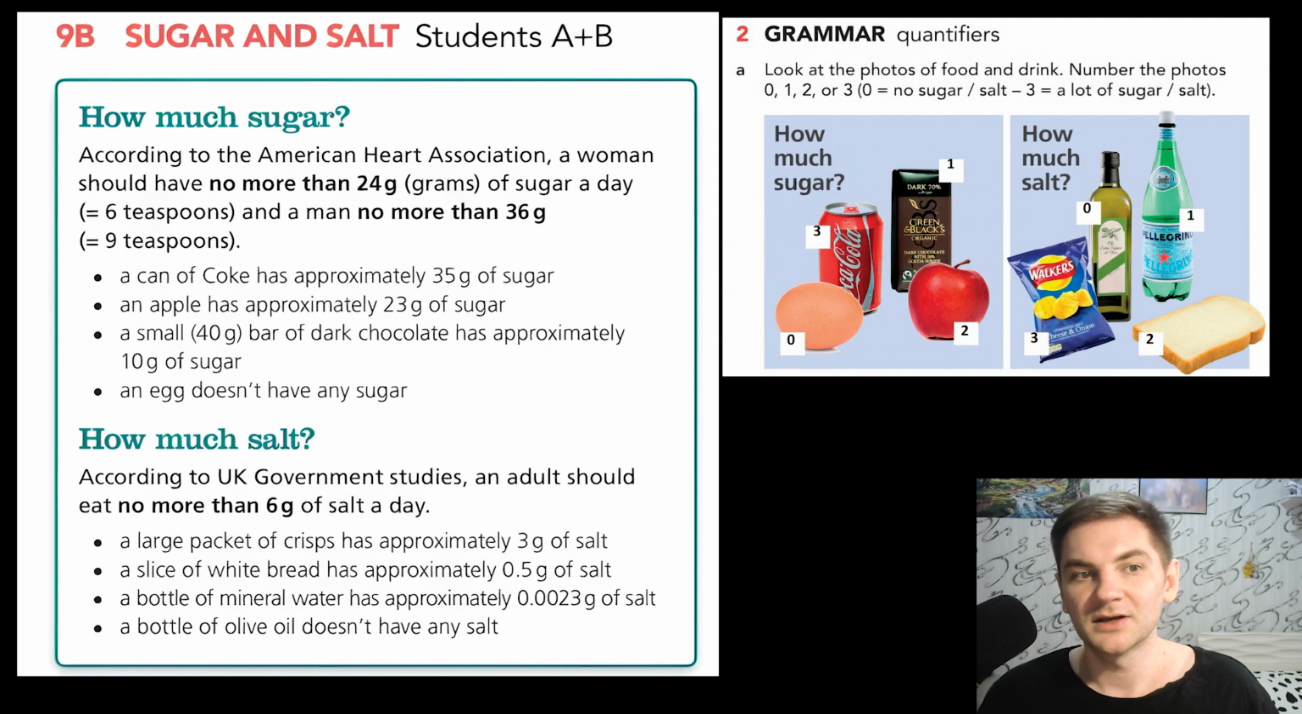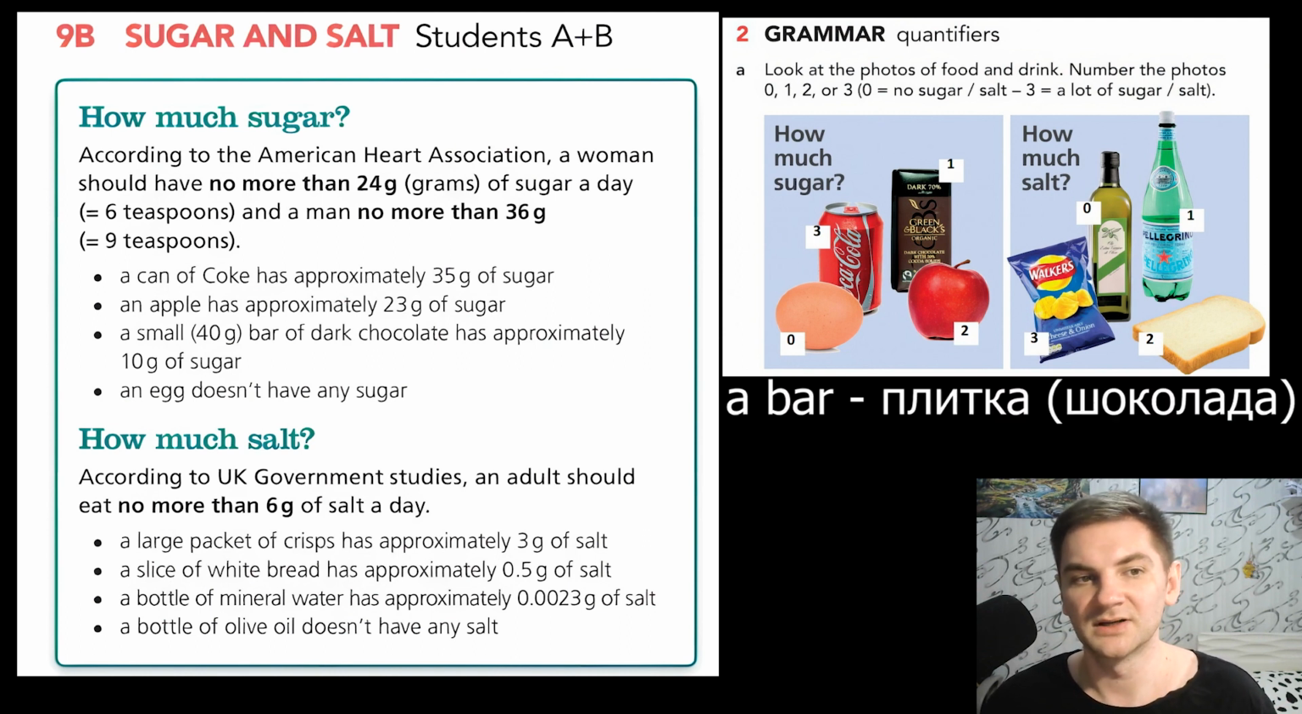How much sugar? According to the American Heart Association, a woman should have no more than 24 grams of sugar a day, or 6 teaspoons, and a man no more than 36 grams, or 9 teaspoons. A can of Coke has approximately это приблизительно, 35 grams of sugar. An apple has approximately 23 grams of sugar. A small 40-gram bar of dark chocolate has approximately 10 grams of sugar. An egg doesn't have any sugar at all.